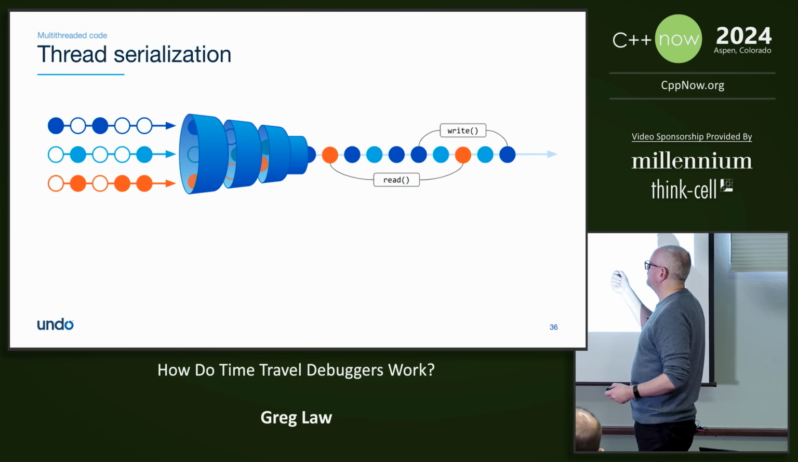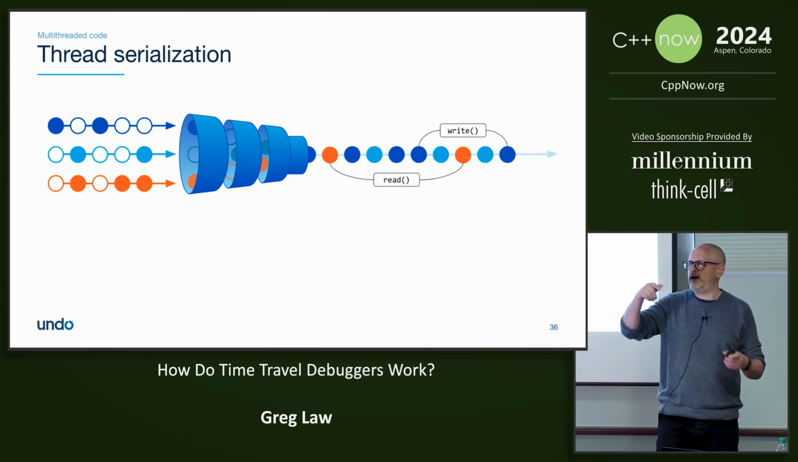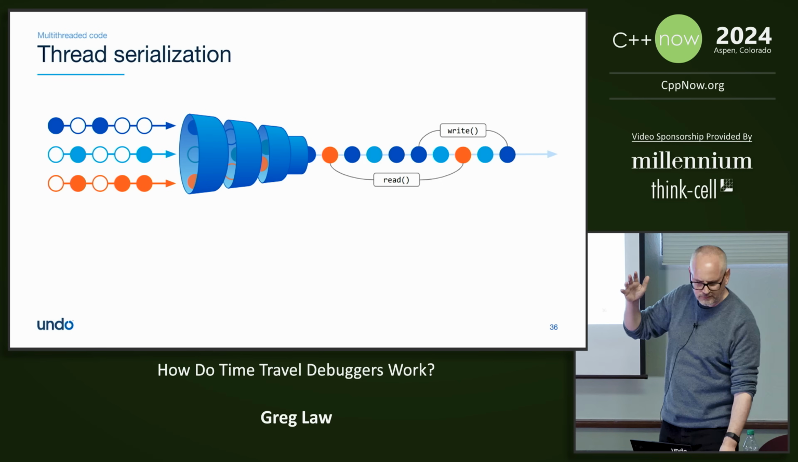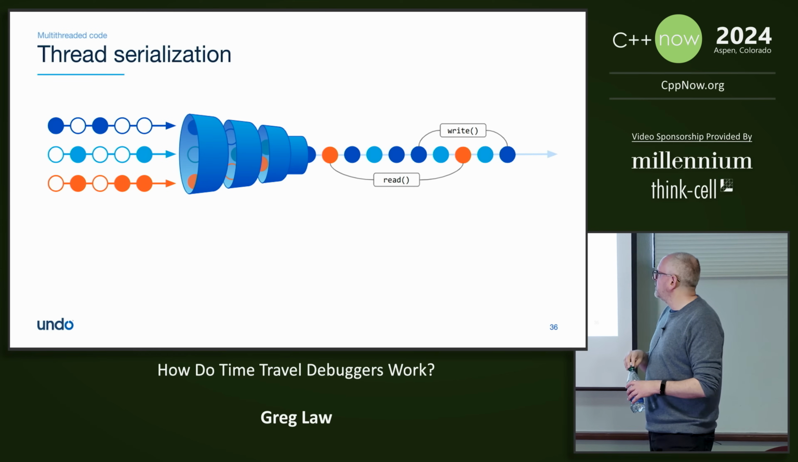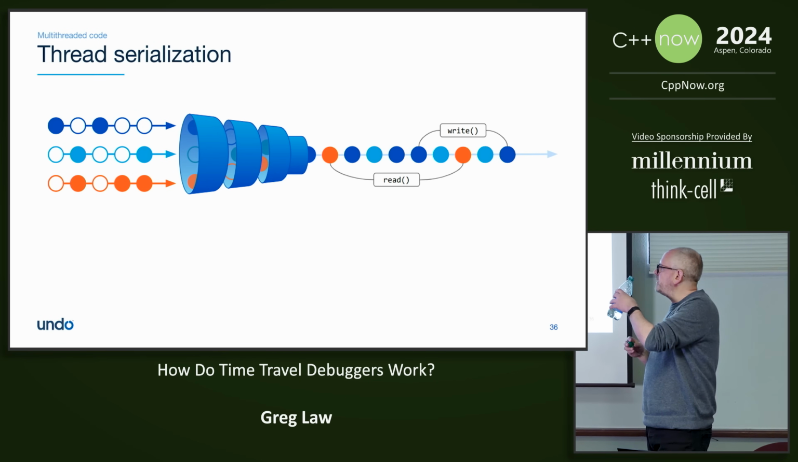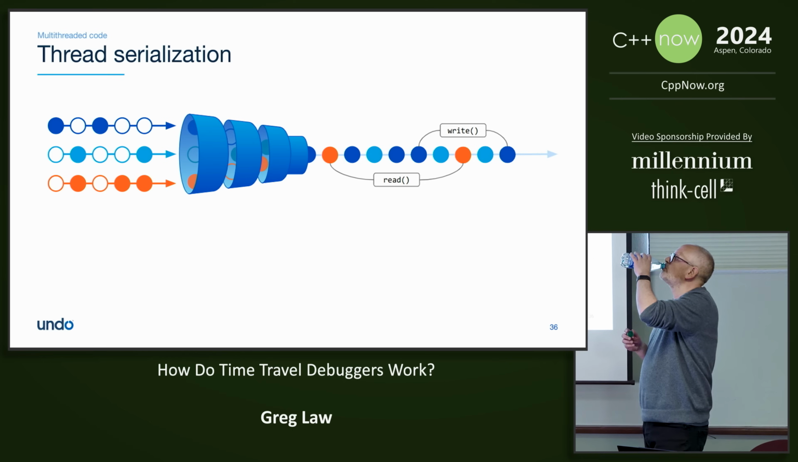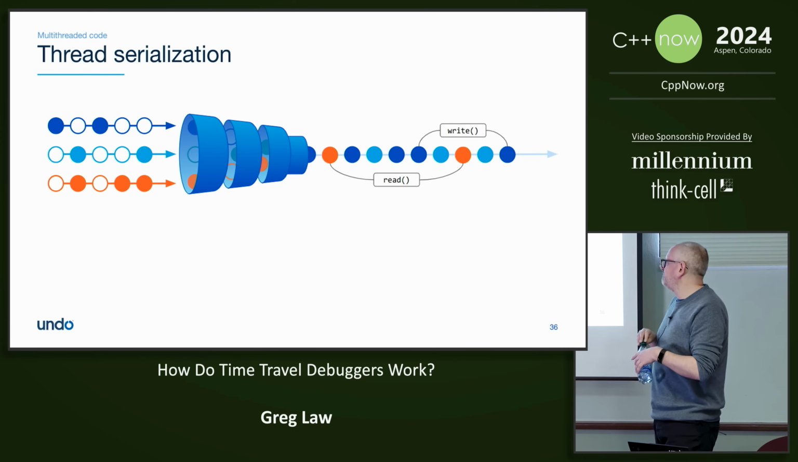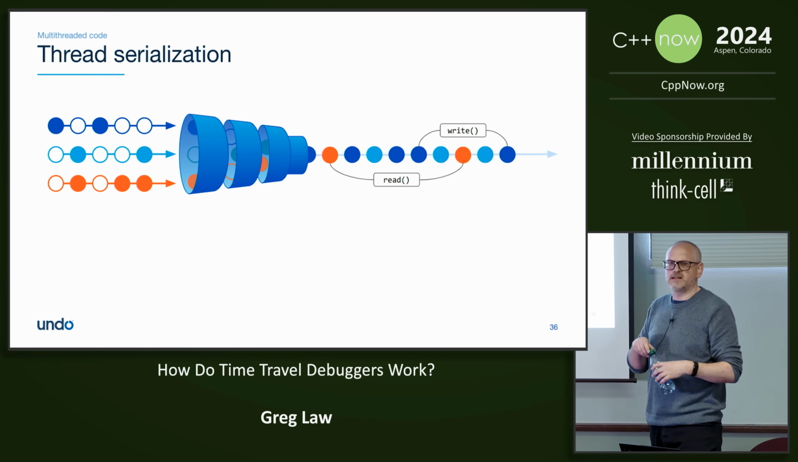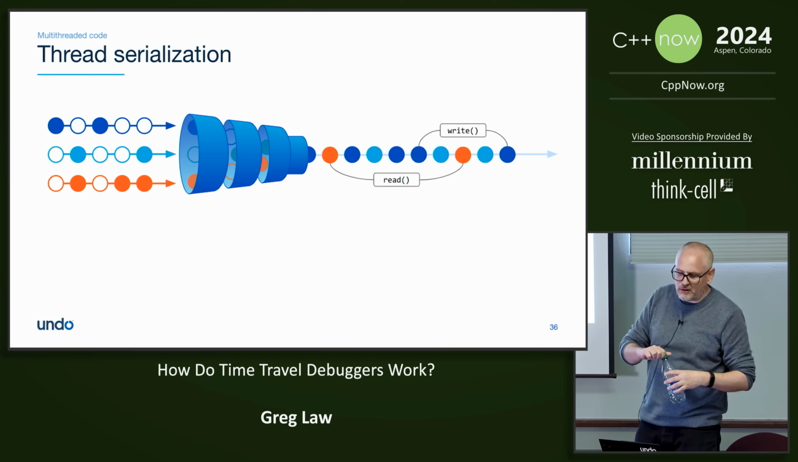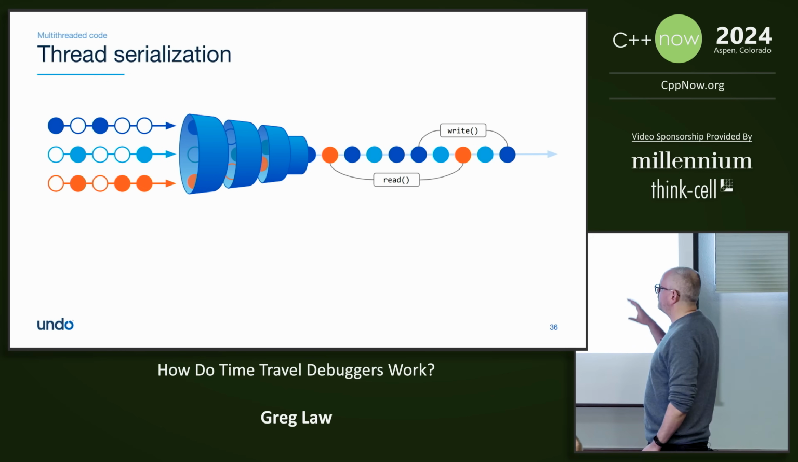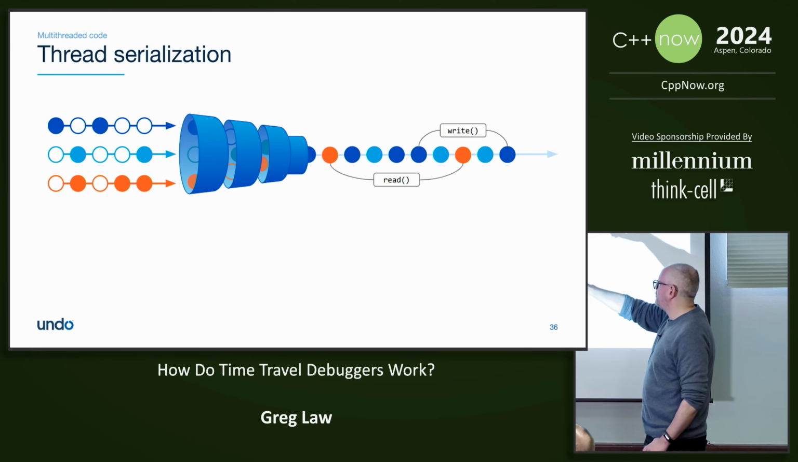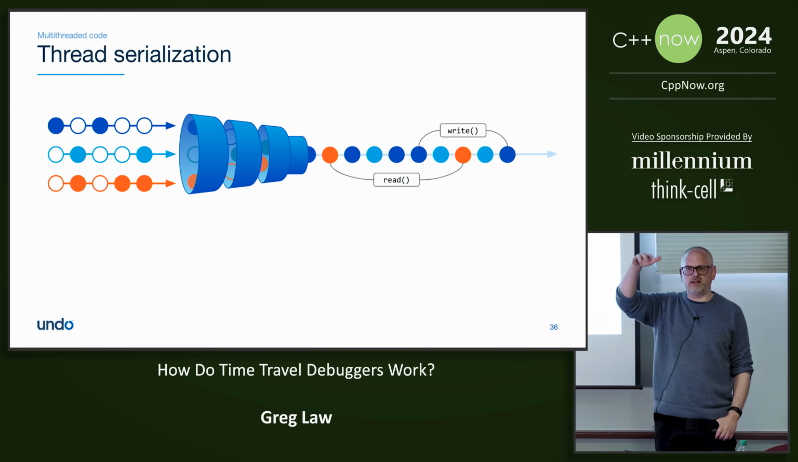So that was a question that came up earlier. How do you deal with threads? This is what both undo and RR will do, which, let's be honest, is not great, but not nearly as bad as most people think it's going to be in practice. So threads are running in parallel. We're just going to serialize them all down. So one thread is running at a time.